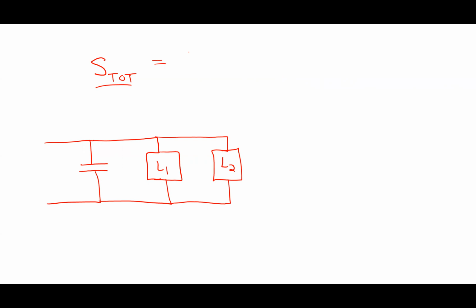If I have 3 loads in parallel, how do I deal with their powers? They add, right? So I can say I've got S1, that's the power from load 1, plus S2, that's the power for load 2, plus what? Plus the power of the capacitor, okay?